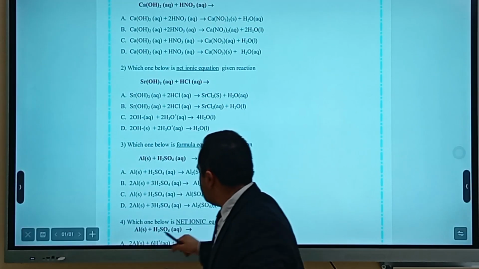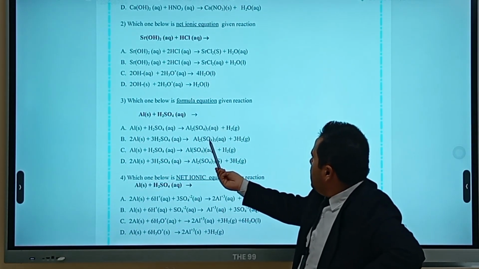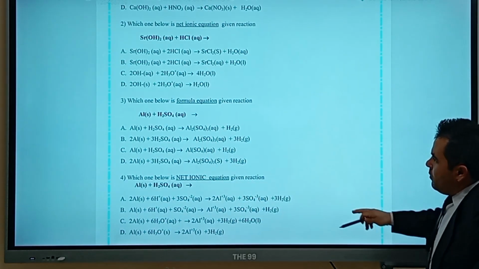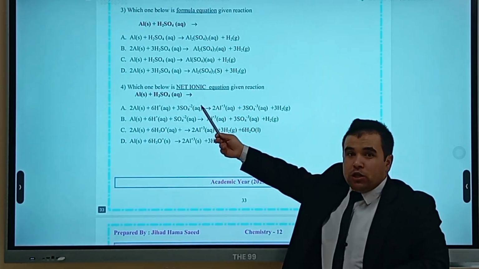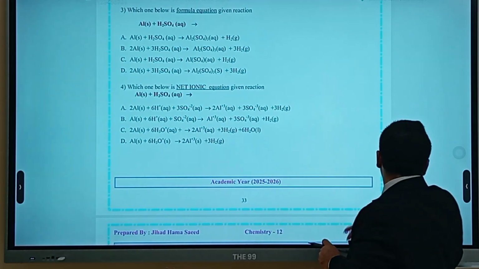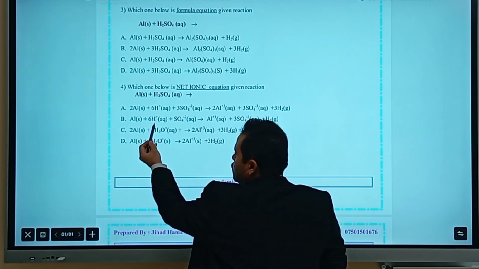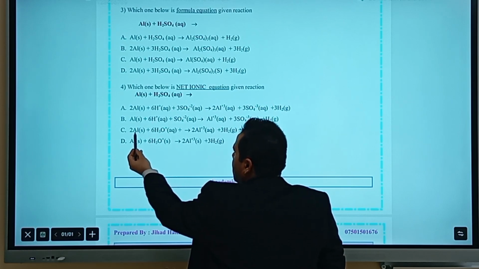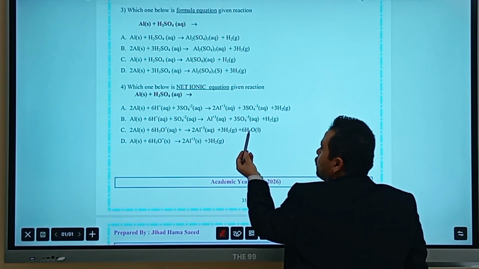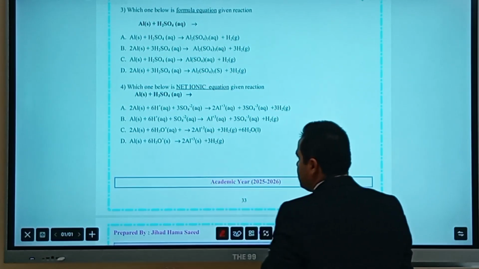So which one is true? Of course, the balanced equation is B. B is the balanced equation, in which the numbers of aluminum and hydrogen are balanced. But the ministerial exam question asked, which one is the net of this reaction? Of course, the net should have the 6 hydronium. We solved it: 6 hydronium with 2 aluminum formed 2 aluminum ions with 3 hydrogen and 6 H2O. C is the correct answer because this is the correct balanced net equation.